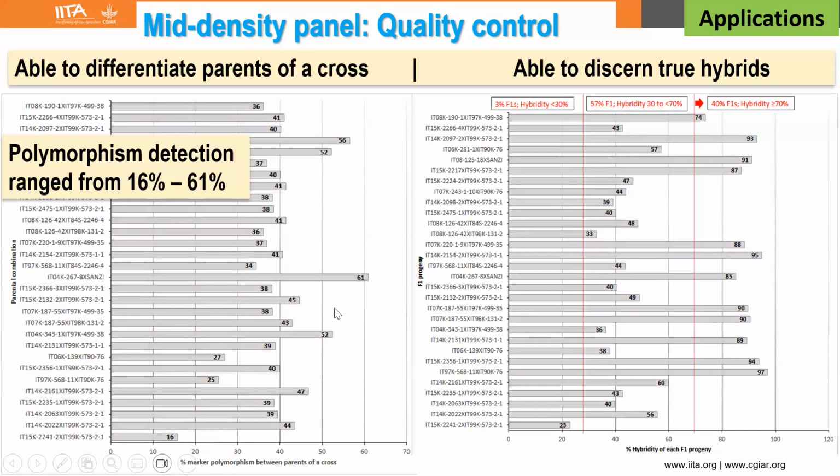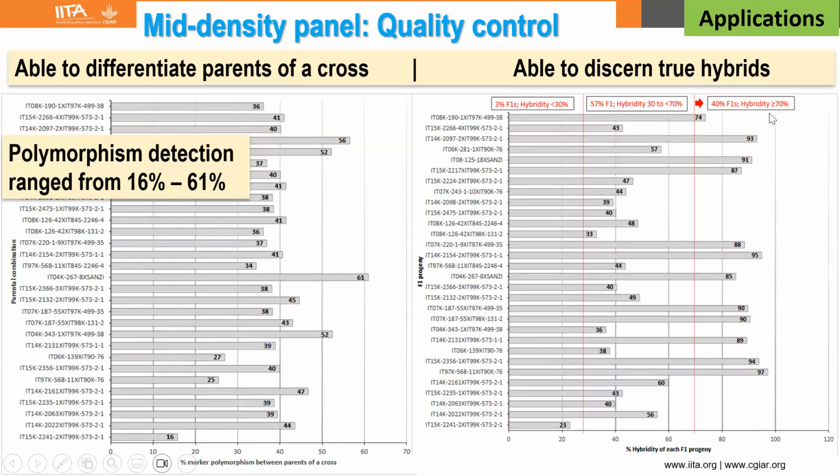That means that, out of the 2,000 markers that you have, those are the percentages that we are able to differentiate between the parents of the NA2 cross. On your right hand side, we have the hybridity test again using the entire set. Since we included the F1s in there, we're able to assess the level of hybridity of the F1s using that panel, and it was able to really discern the differences. For those that are true hybrids, you could see the level of hybridity going up to 97% for the F1s that were assessed.